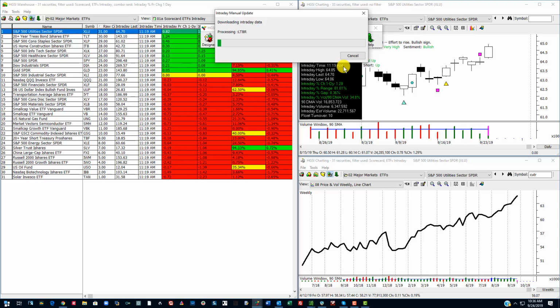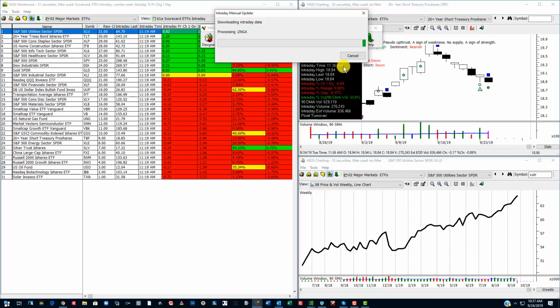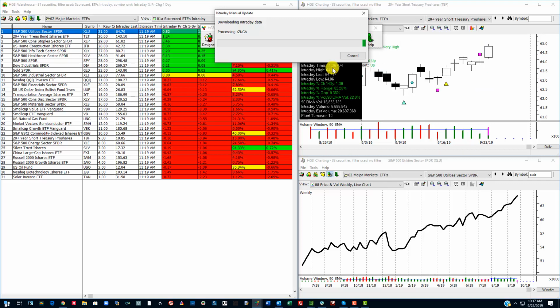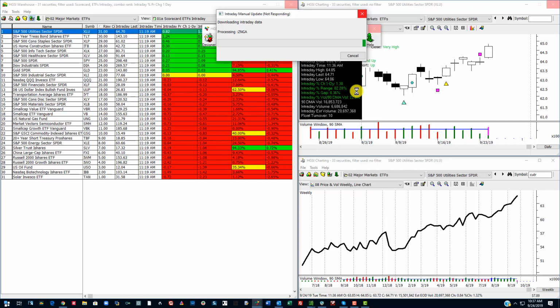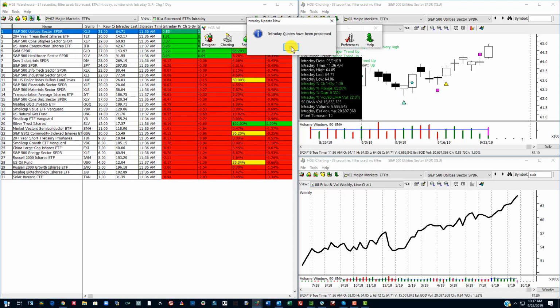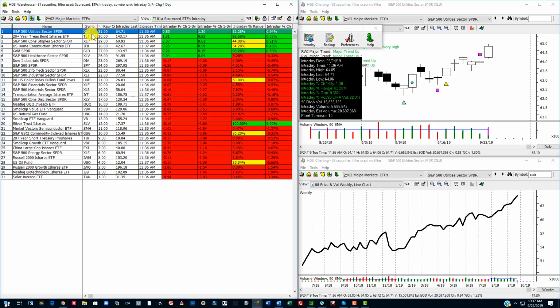So as you can see, with this layout, you can get an awful lot of information. Okay, now it is just about finished updating, and it looks like not a lot has changed. Okay, here's the latest time, 11:36 a.m. Eastern Time. Utilities are still on top. Bonds are second. Consumer staples are third.